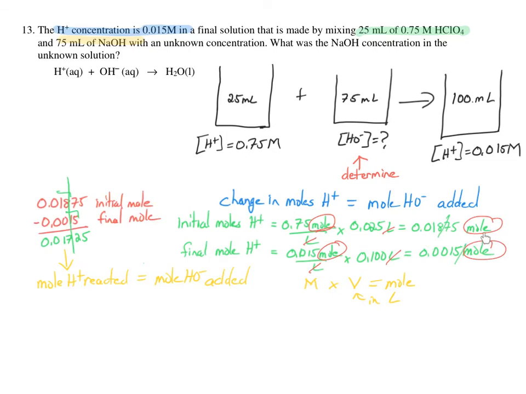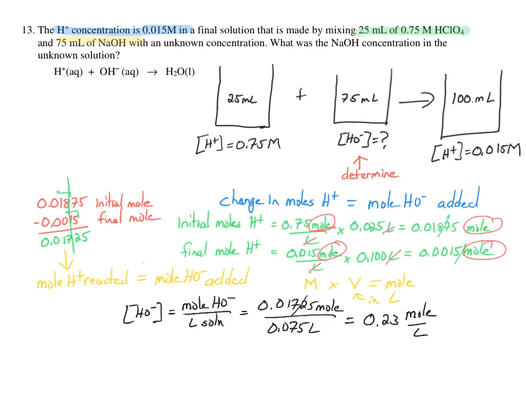So we're going to take the moles of H+ that were there initially, subtract from that the moles of H+ that we have at the end. That's going to be equal to the moles of H+ that reacted, and also equal to the moles of hydroxide that were added. So now we know the moles of hydroxide that were in this beaker, we can determine the concentration. And substituting our numbers, we can get our final answer.